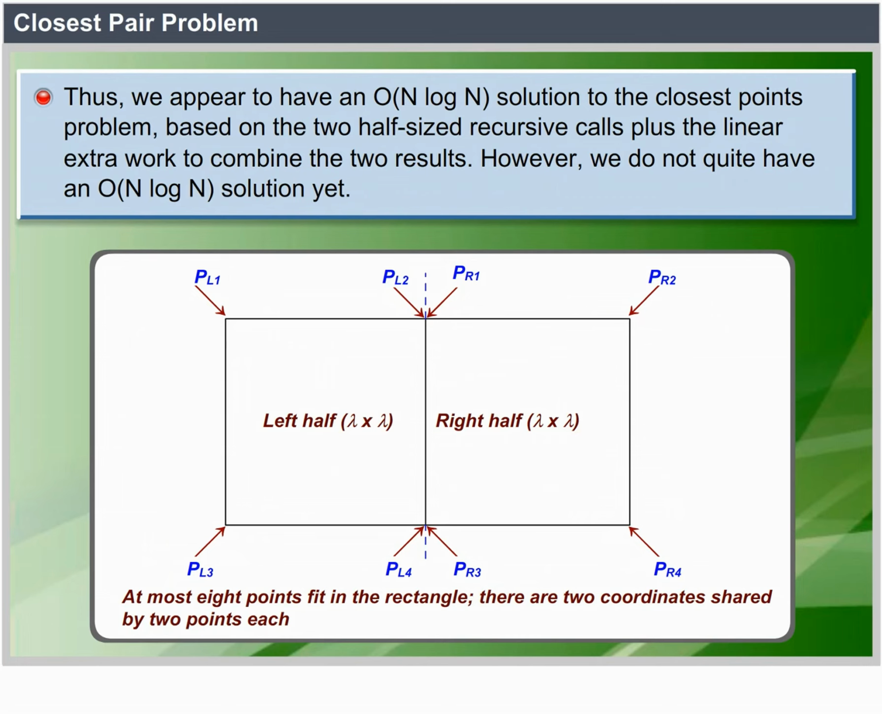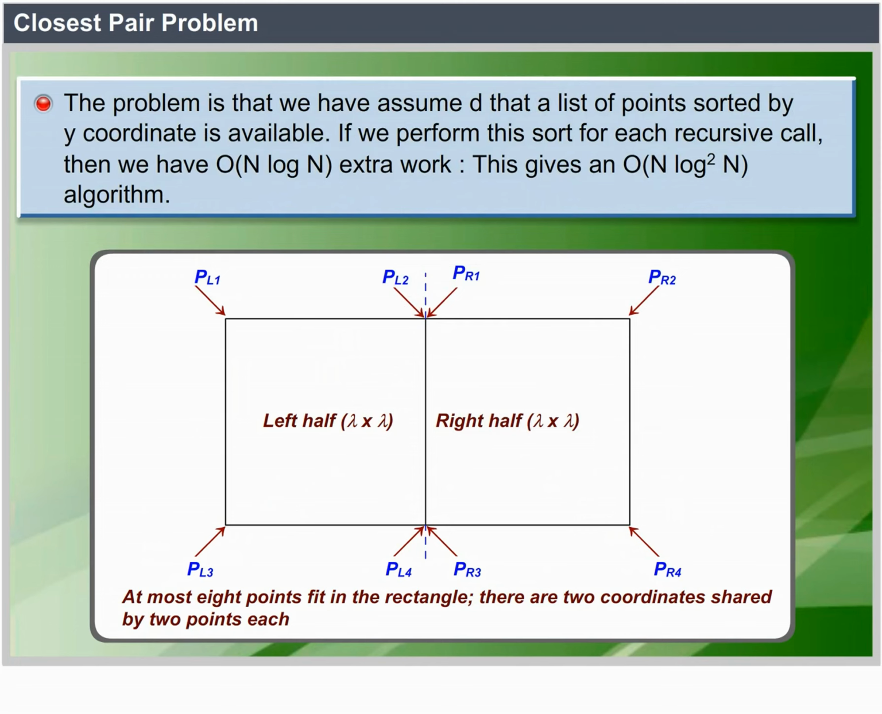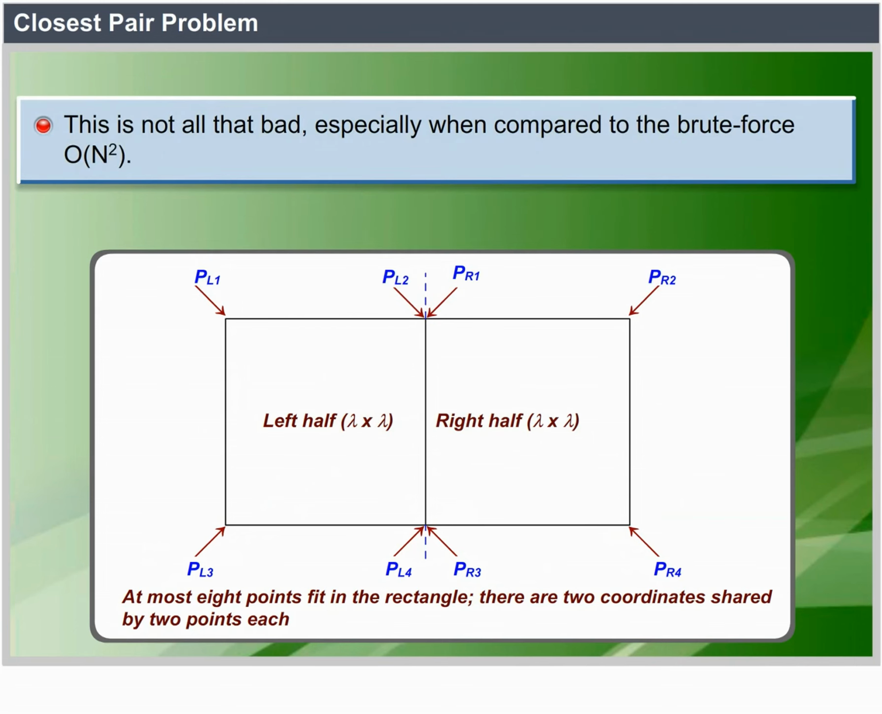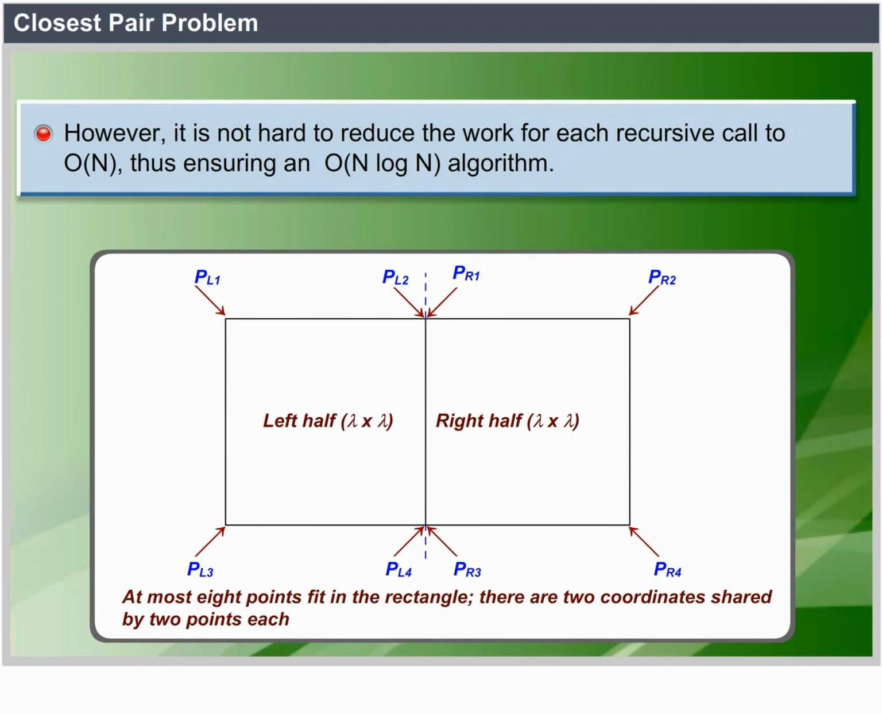The problem is that we have assumed that a list of points sorted by y coordinate is available. If we perform this sort for each recursive call, then we have O(n log n) extra work. This gives an O(n log² n) algorithm. This is not all that bad, especially when compared to the brute force O(n²). However, it is not hard to reduce the work for each recursive call to O(n), thus ensuring an O(n log n) algorithm.